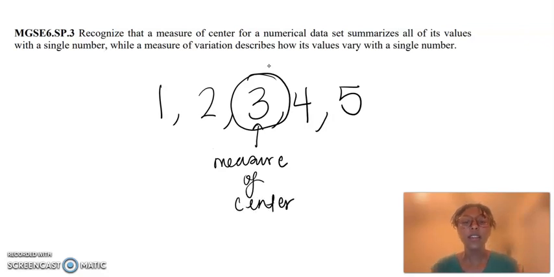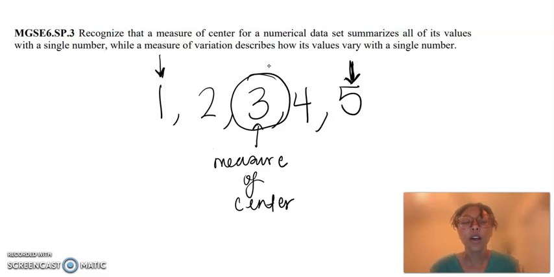Okay? And then the second thing we want to look at is measures of variation. So a measure of variation describes how values vary with a single number. And like I said, we're not going to focus on the names of any measures of variation, but the first thing that I'm naturally thinking about is how far away is my largest number, which is 5, from my smallest number, which is 1. So this could give me an idea of how the values vary.